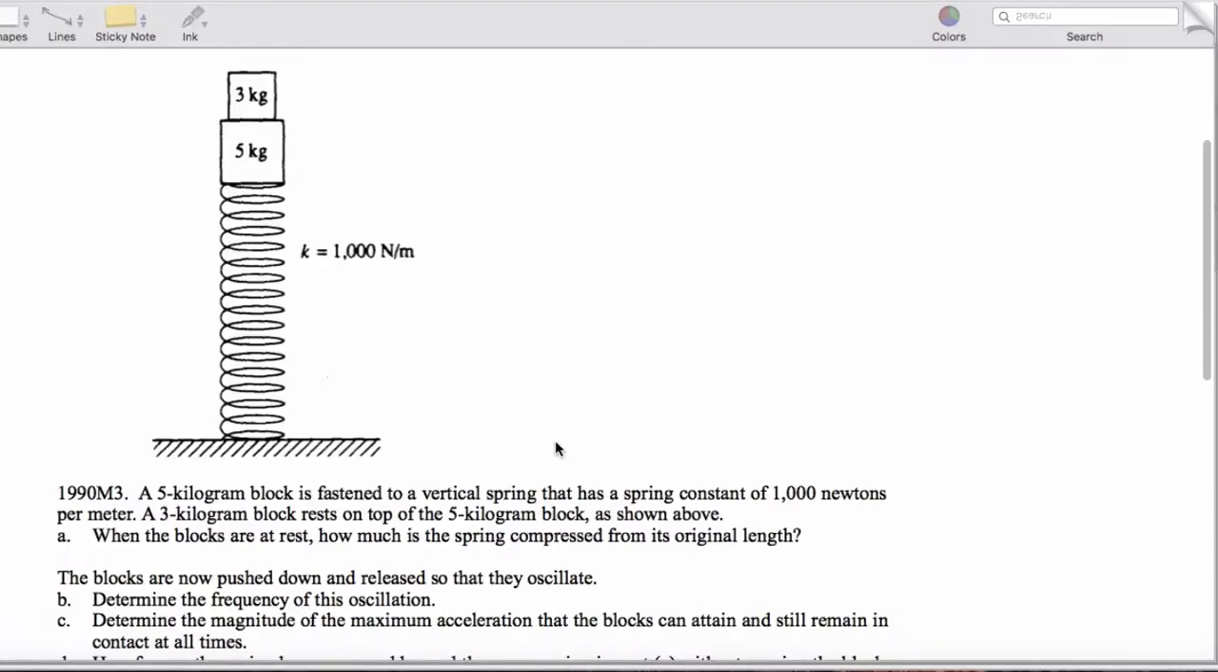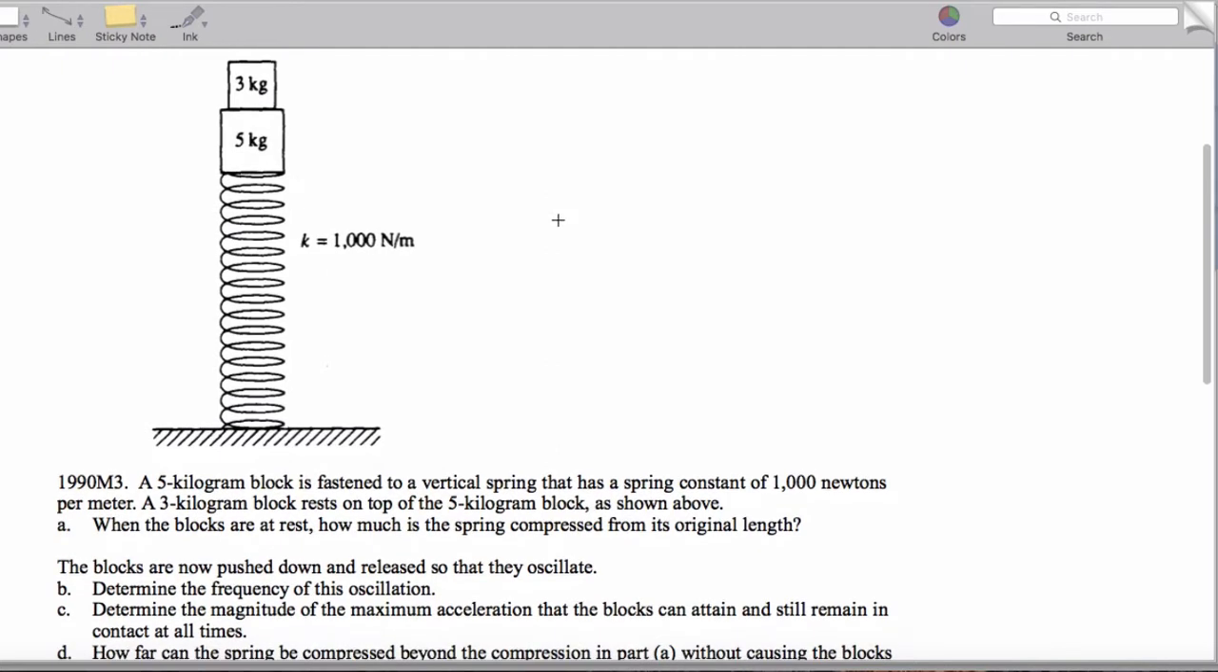All right, we have this problem with some blocks on a spring. It starts off fairly simple, and then it gets to a point where we've got a little bit of thinking to do just to be clear on what's going on. So we have some blocks that are pushed down and released so that they oscillate. And the first thing we want to do is get the spring compression.